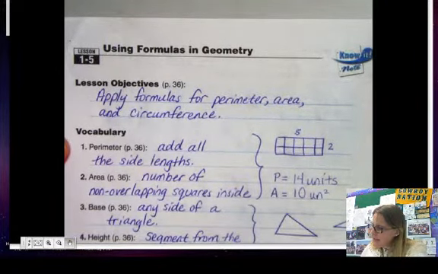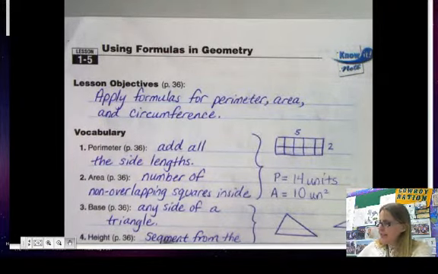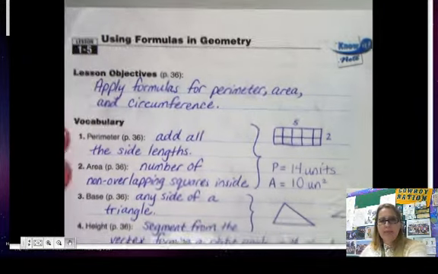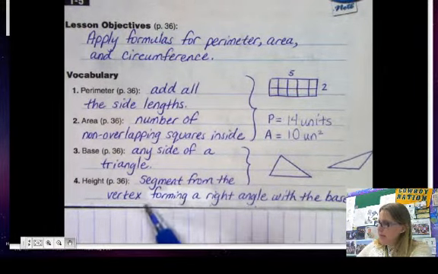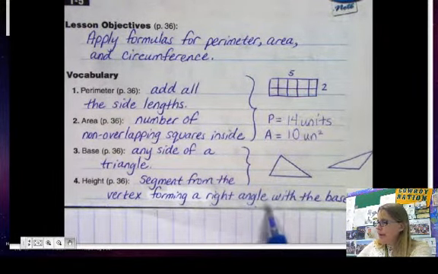The base of a triangle is any side length of the triangle, and the height of the triangle is a segment from the vertex forming a right angle with the base. So in my two pictures here, I have one where the base, I could say, is here, and my height would be here. So there's my height, and here's my base.